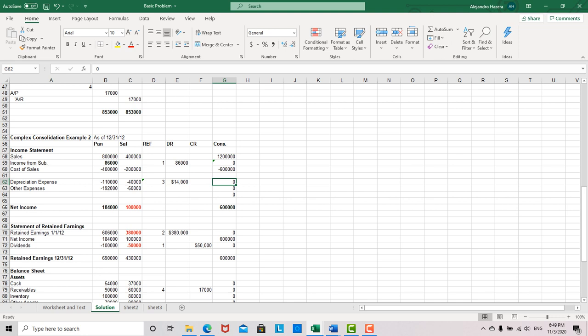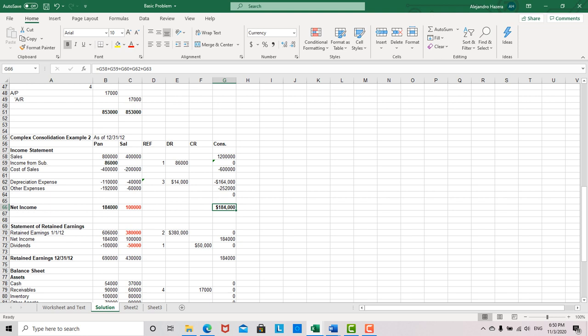Okay, so it looks like a depreciation expense is going to be a negative 110 plus a negative 40 minus 14. So your depreciation expense is going to be 164,000. That makes total sense. Okay, and then finally, your other expenses are going to be 192 plus the 60, which gives you 252. Okay, and just to emphasize how this is calculated, it is sales plus income from sub, which is 0, plus the negative cost of goods sold, plus the negative 164 for depreciation, plus negative 252. So 184 is your final net income.